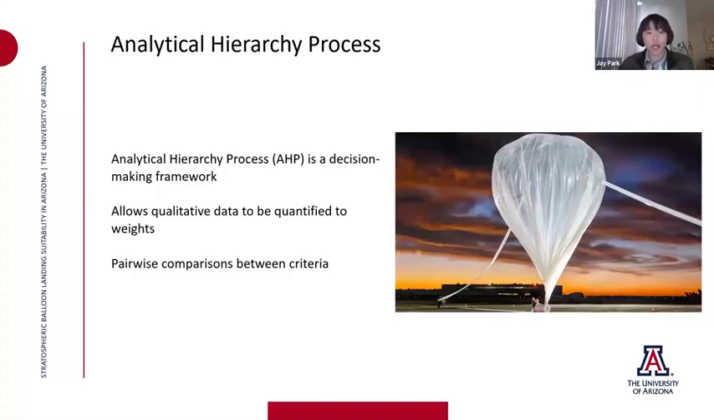So the analytical hierarchy process is a decision-making framework that allows qualitative data to be quantified into numerical weights. And this is done through pairwise comparisons between each criterion.